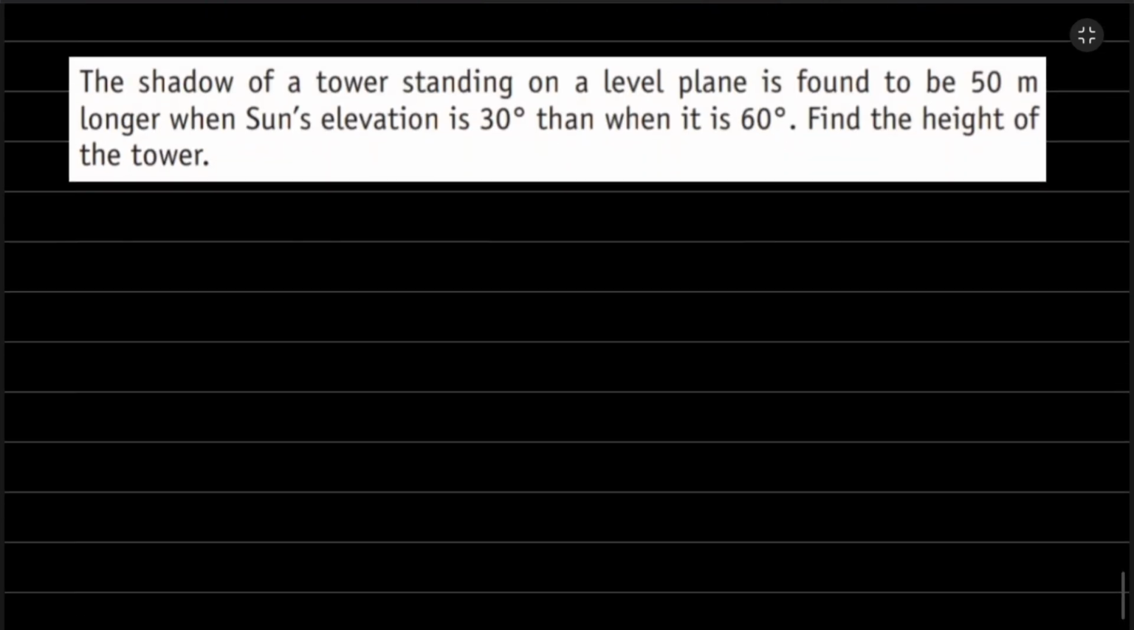Let's move on to the next question. The shadow of a tower standing on a level plane is found to be 50 meters longer when the sun's elevation is 30 degrees than when it is 60 degrees. Find the height of the tower.